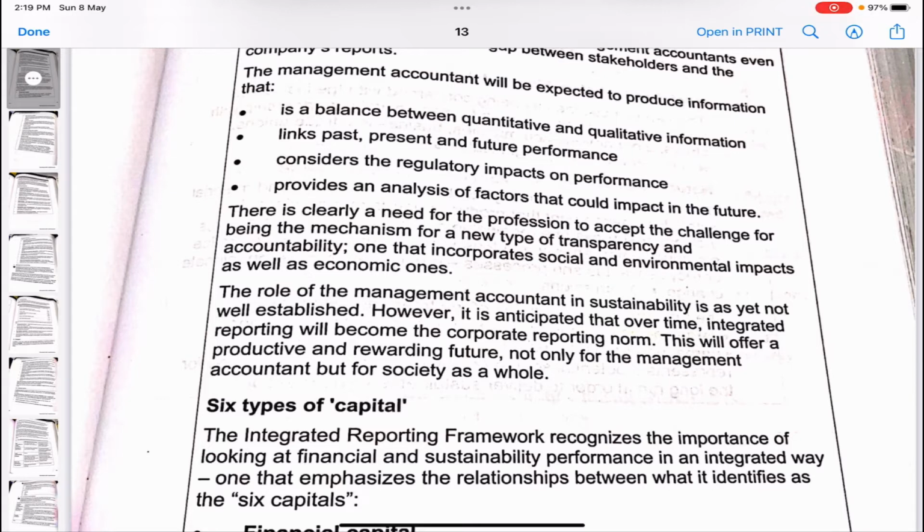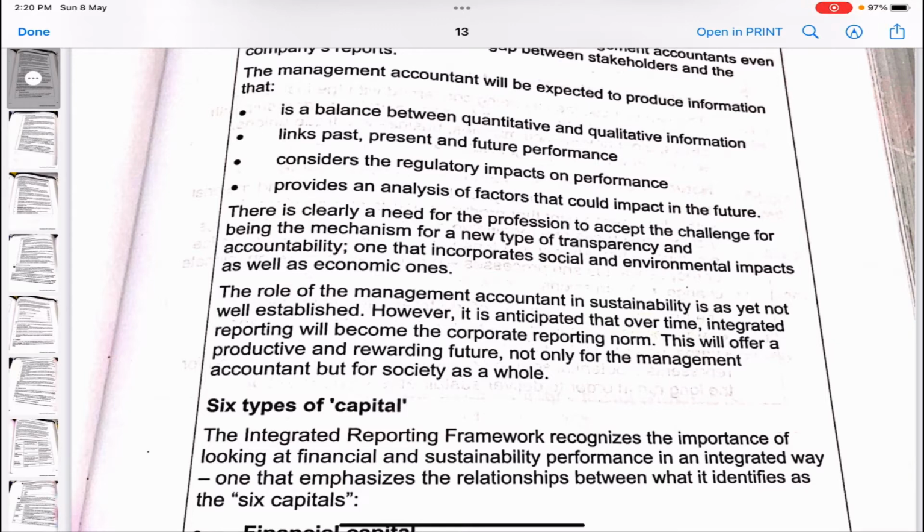It has to link the past, present, and the future performance. It should consider the regulatory impacts on performance and it should provide an analysis of factors that could impact the future. So it has to check if there's a balance between qualitative and quantitative information. It should link the past, present, and the future performance. It should consider the regulatory impacts, and it should also provide an analysis of factors which can affect future situations.